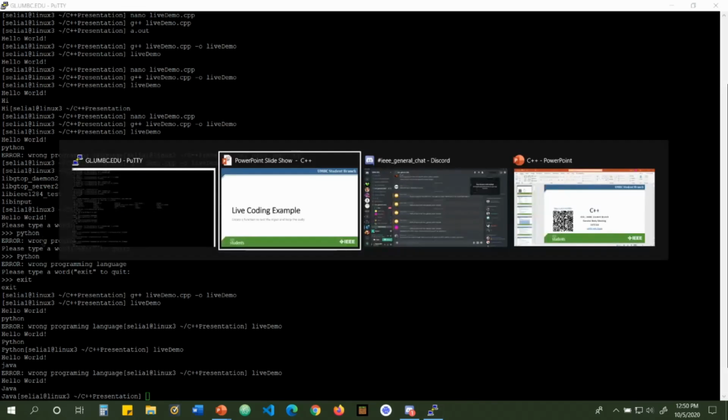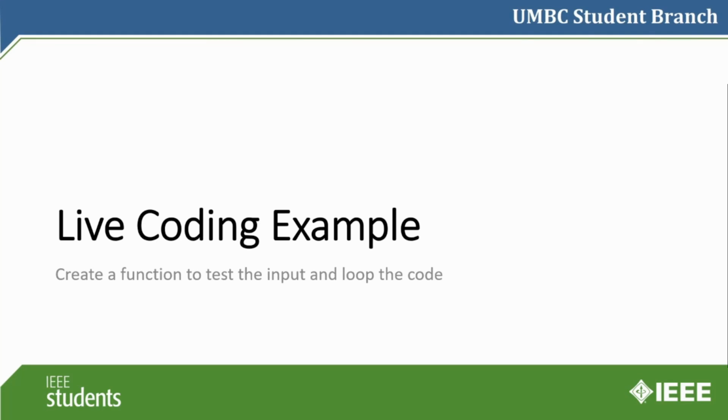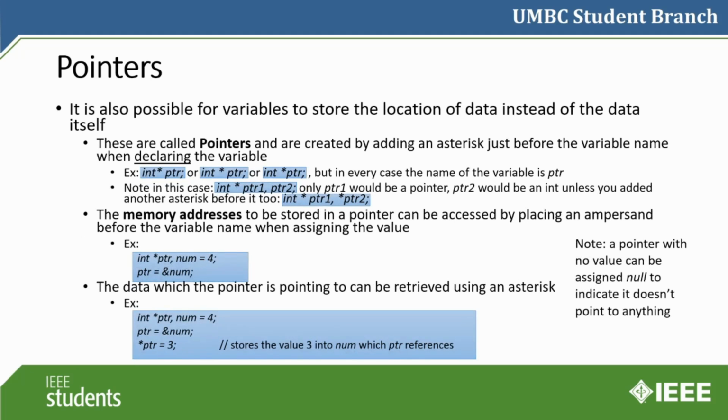Okay, so that demo example is being shared with you in the code. And so now we're going to try and quickly cover some of the more advanced topics. Up first, pointers. Pointers are a kind of variable that allows you to reference other variables, essentially. The way that they're declared is by adding an asterisk between the data type and the name of the variable.